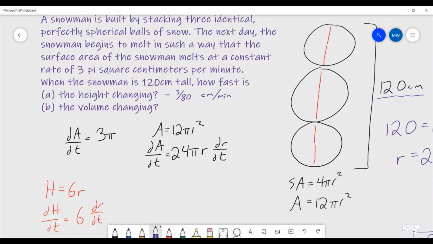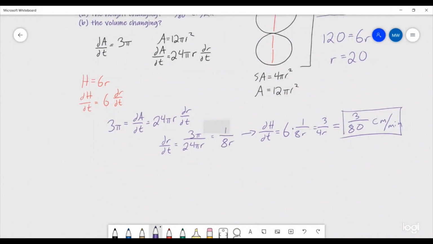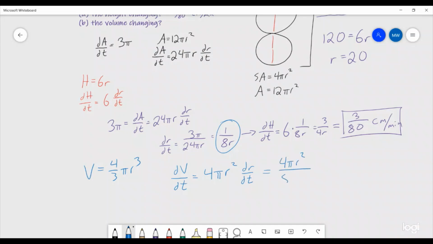So now how about the volume? What's the connection there? Well, volume also has a function that we can use. We know that the volume of a sphere is 4/3 pi r cubed. So that means that dV/dt is going to be equal to 3 times 4/3, so let's say 4 pi r squared dr/dt. And we already found what dr/dt was. dr/dt is 1 over 8r. So this is going to be equal to 4 pi r squared divided by 8r. So we can simplify this a little bit and we get just pi r over 2.